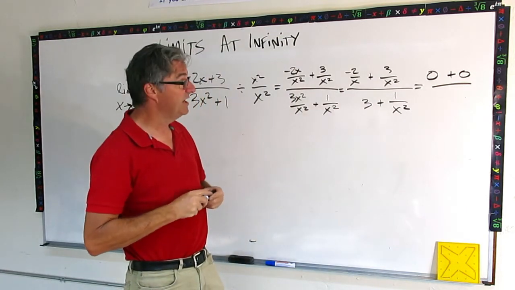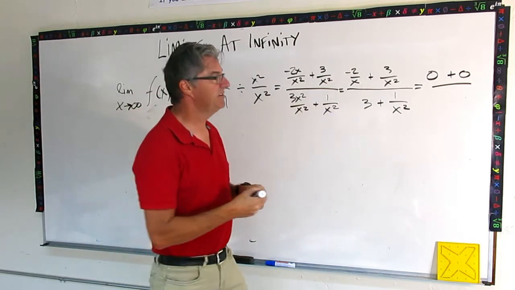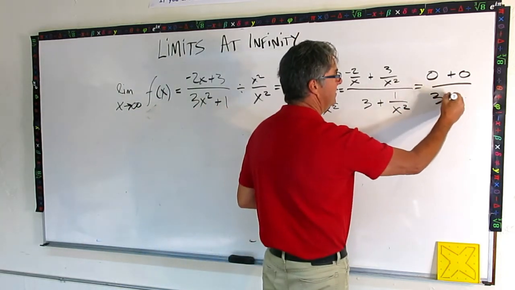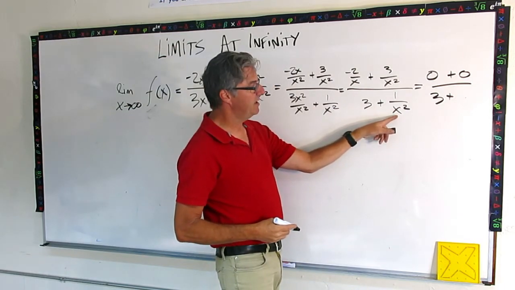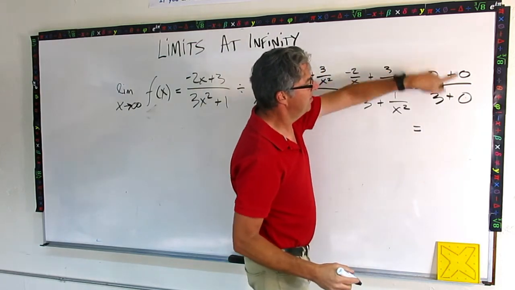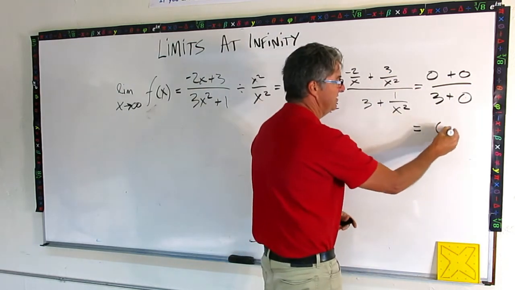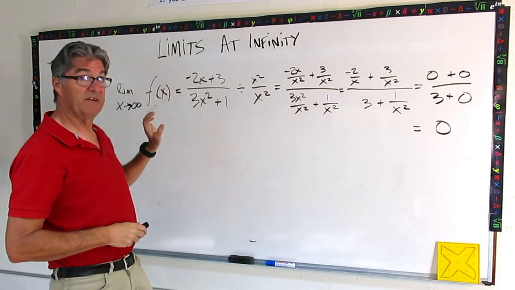We need to finish analyzing it. We need to look at the bottom just so we know what the result is. So 3, there's no x in that, so 3 is going to stay 3. And 1 over x squared, as x gets huge, unimaginably big, that's going to be 0. So our limit here is going to be 0 over 3, which is just 0. So that's how to find the limit of a more complicated function.